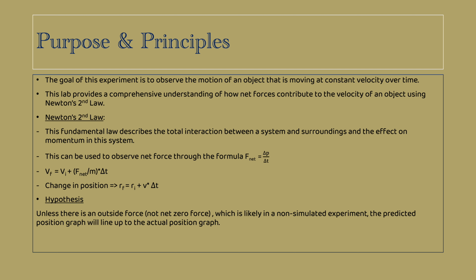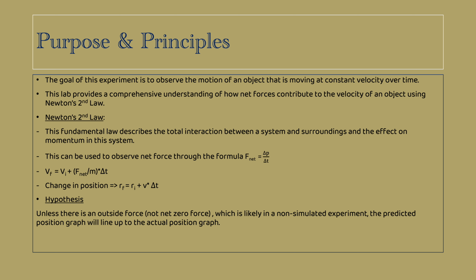So here, the goal of this experiment, or the purpose, is to observe the motion of an object that is moving at constant velocity over time, and it provides a comprehensive understanding of how net forces contribute to the velocity of an object using Newton's second law, which describes the total interaction between a system and surroundings and the effect on momentum in the system. I have listed important formulas I will be using to execute this experiment, but this will also be in later slides that I will explain more in detail.